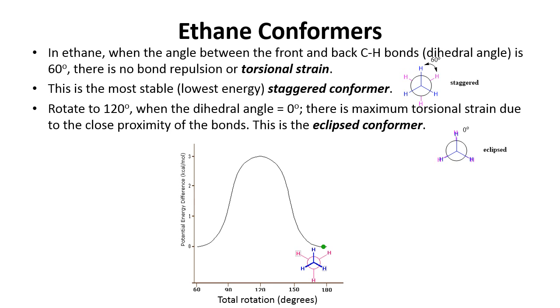Below, you'll see that there's an animation showing the potential energies of the different conformers as the front portion of the ethane molecule rotates in a Newman projection.